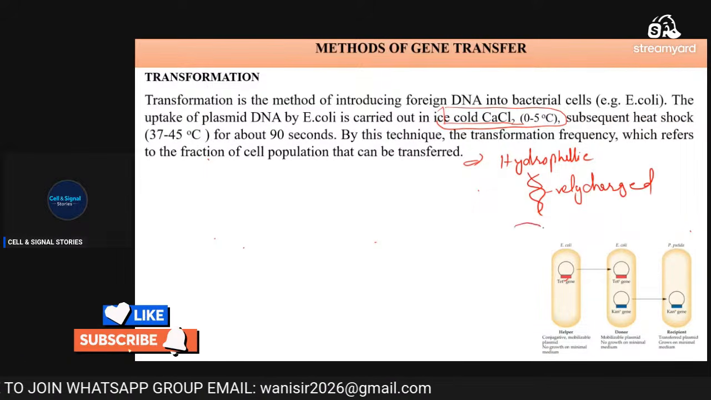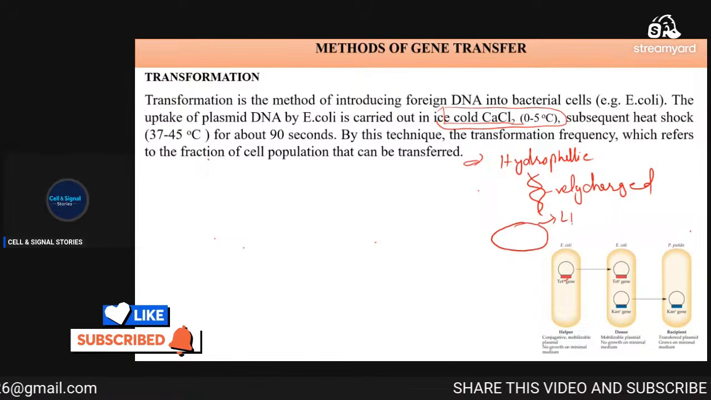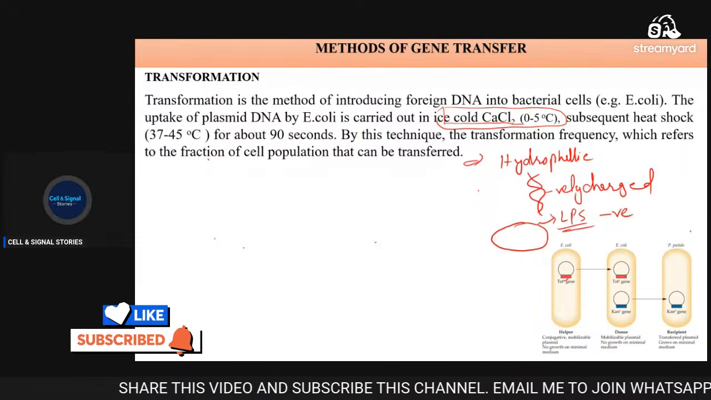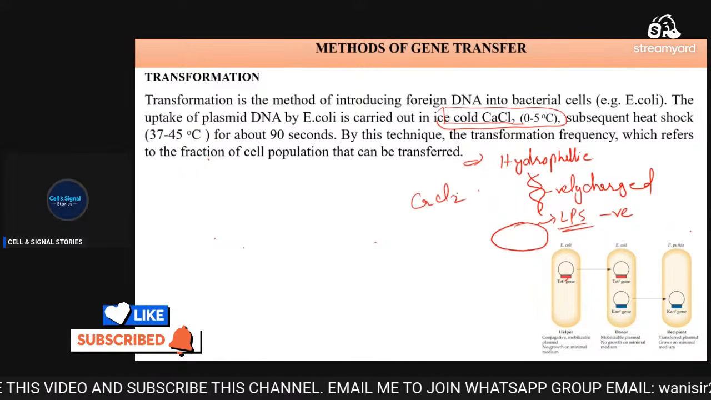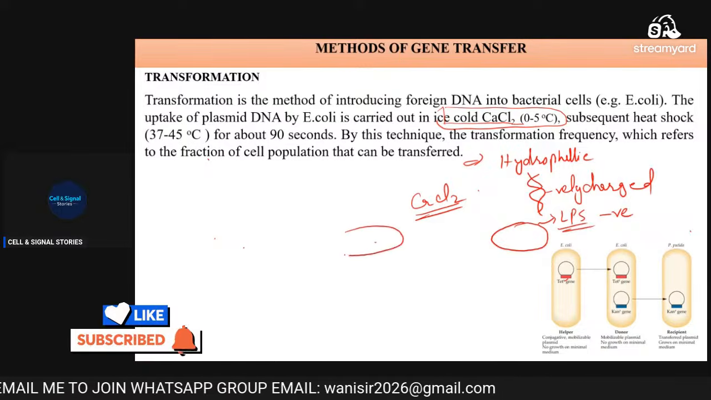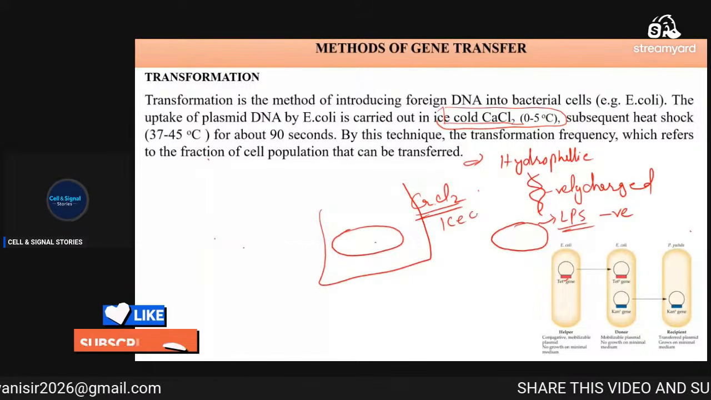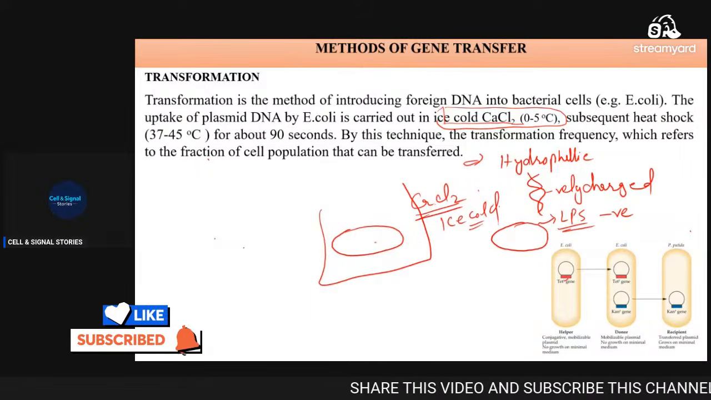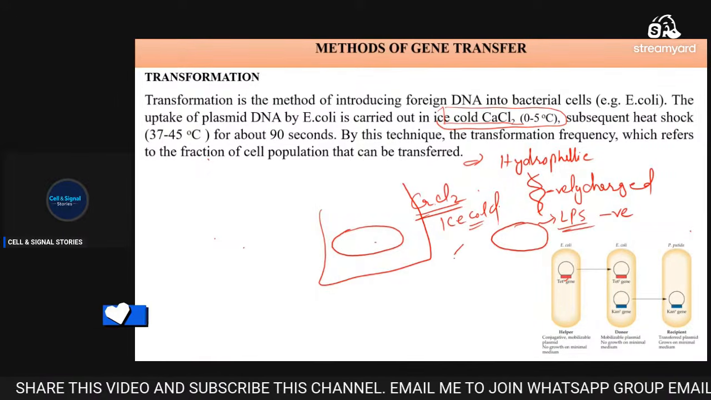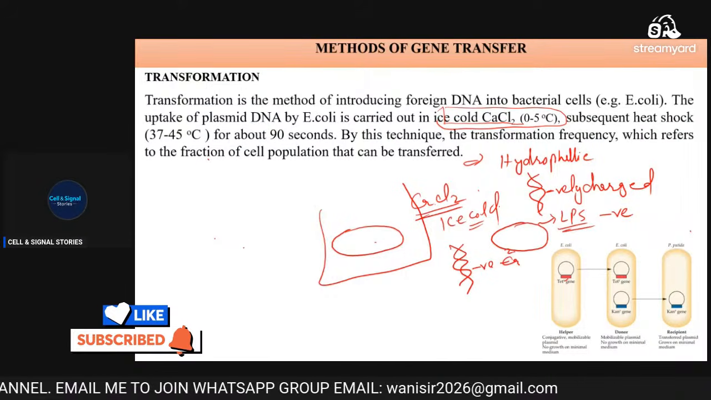Third thing is the cell wall of this bacterial cell, that is LPS, lipopolysaccharide membrane, is also negatively charged. So what does this calcium chloride do? When we put this bacterial cell into the ice cold calcium chloride, it neutralizes the negative charge of DNA by calcium 2 positive.